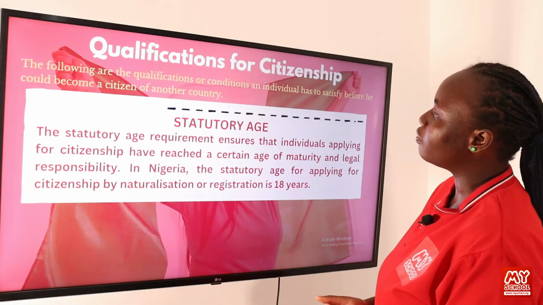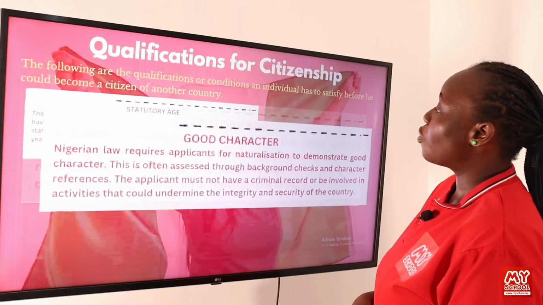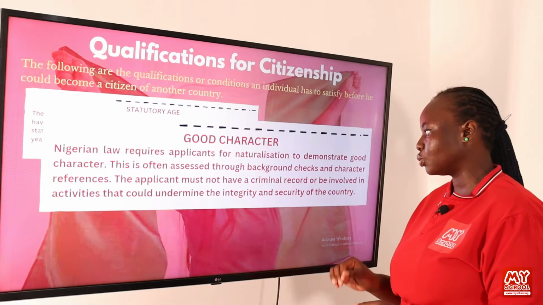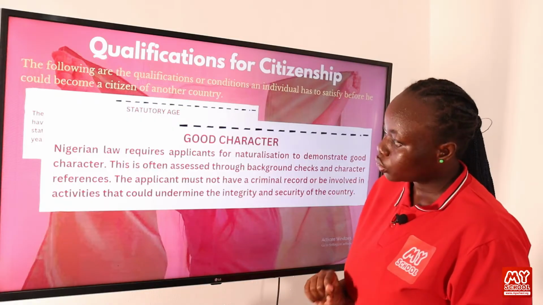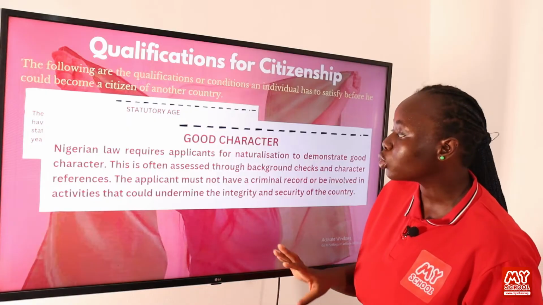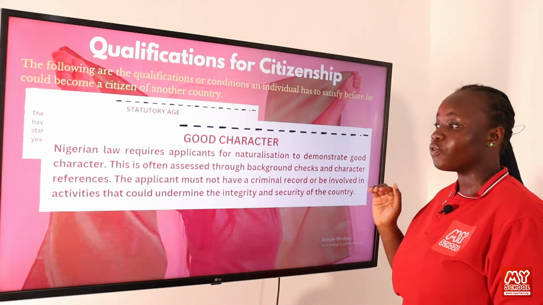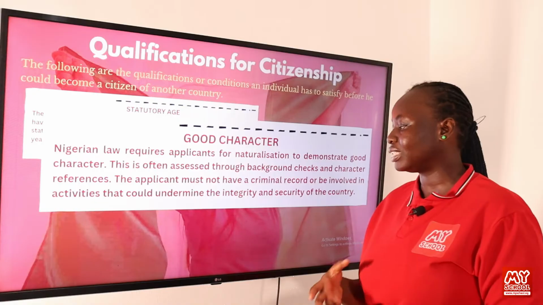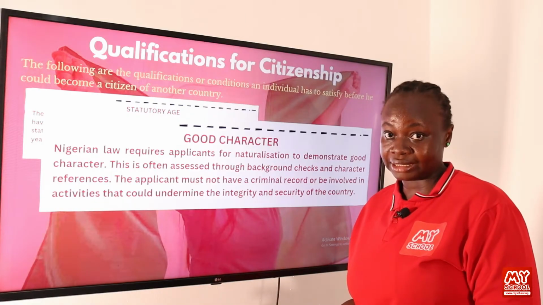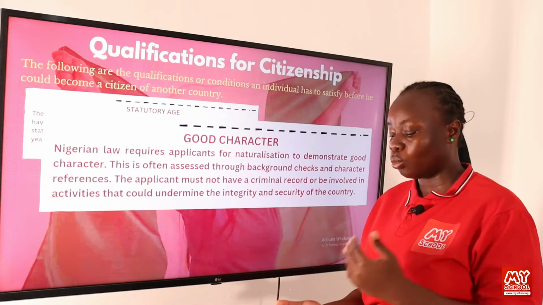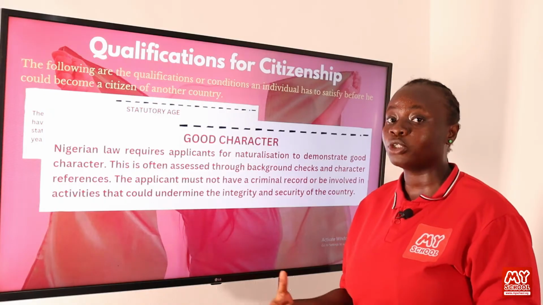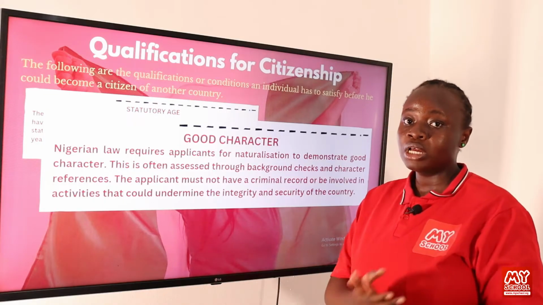Now let's move on to another qualification. All right, we have good character. Nigerian law requires applicants for naturalization to demonstrate good character. This is often assessed through background checks and character references. The applicant must not have a criminal record or be involved in activities that could undermine the integrity and security of the country. So if you have been living in Nigeria for, let's say, 15 years, within that period of your stay, you must not have committed a crime. You must have a very clean record in order for you to qualify for citizenship of Nigeria.